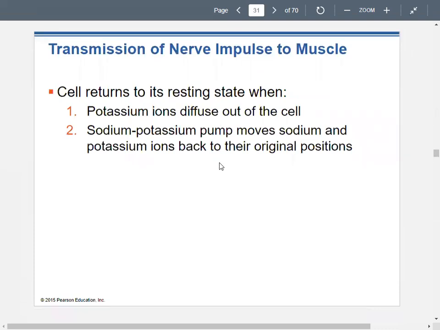So how do you get back to resting state? Well, basically if potassium moves out of the cell, you can get back to resting state. You also have the sodium-potassium pump. Remember we learned about active transport? It's going to move sodium and potassium ions back to where they were originally. Okay, so those are ways you get back to resting state.